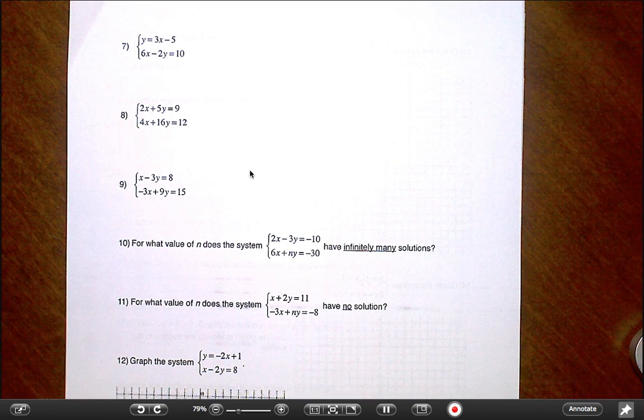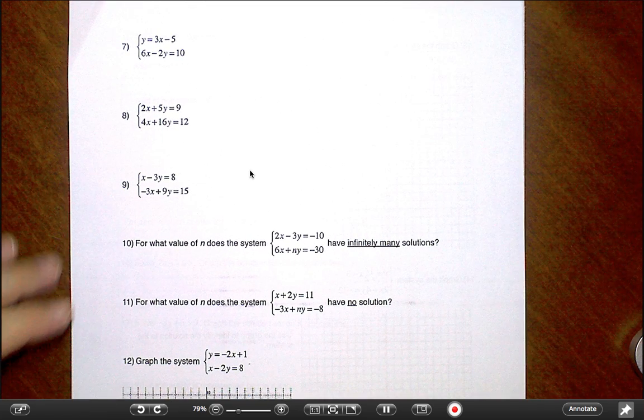Hi everyone, this is the second page of the Chapter 5 exam review for Algebra 1B. We're picking up with a few more systems to solve here.